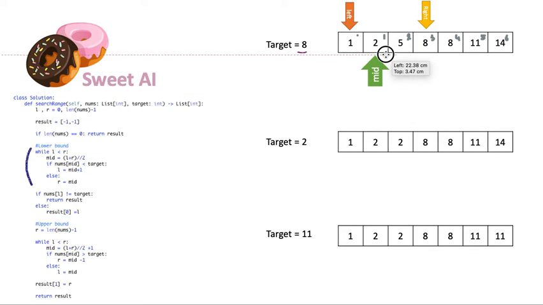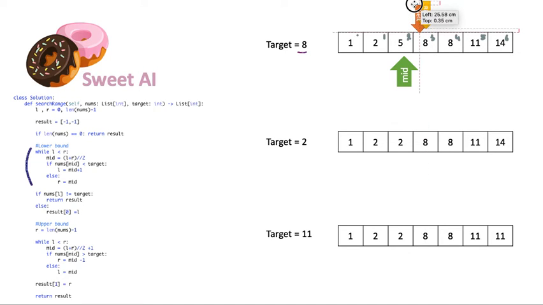3 divided by 2 is going to be 1, and now we check 2 is smaller than 8. Now we need to move the left pointer to mid + 1, which is going to be here. We get the mid again. It's going to be here. 5 divided by 2 is going to be 2, and now we check if 5 is smaller than the target, which it is. So we're going to move the left pointer to mid + 1, which is going to be here.